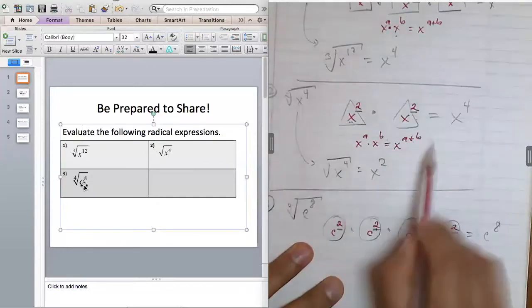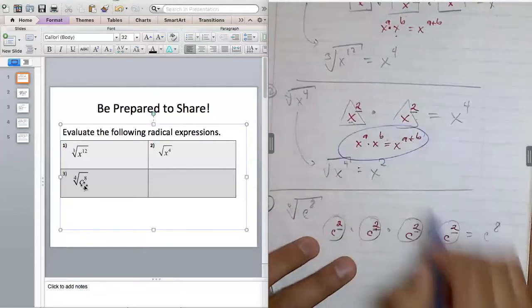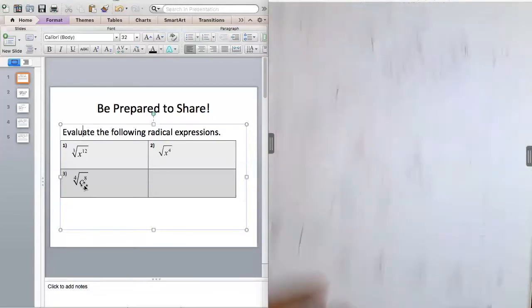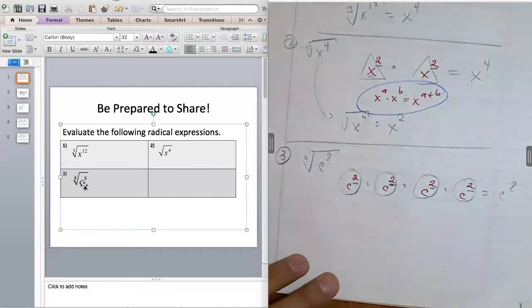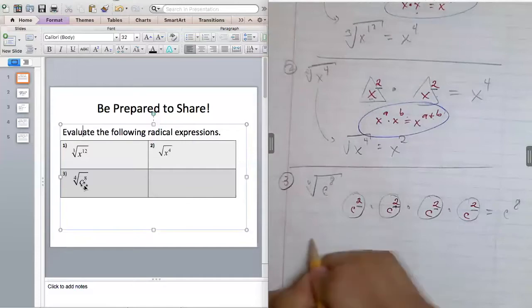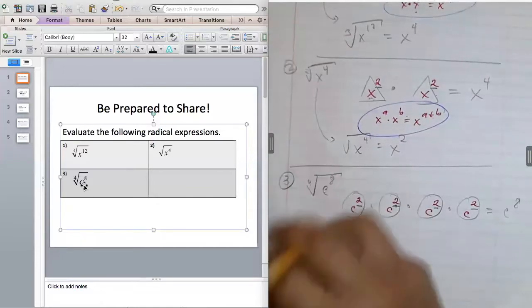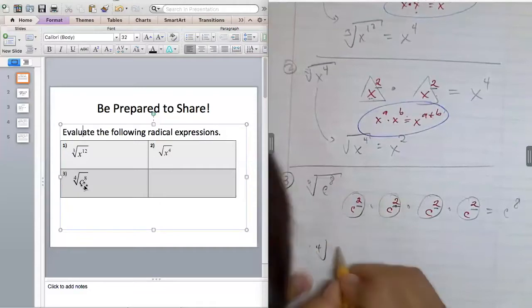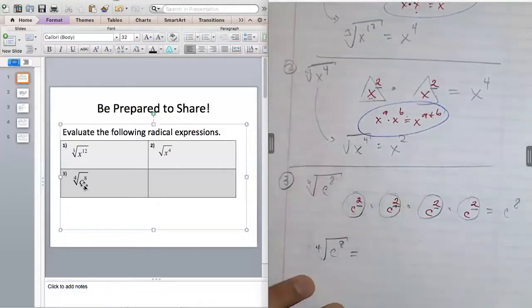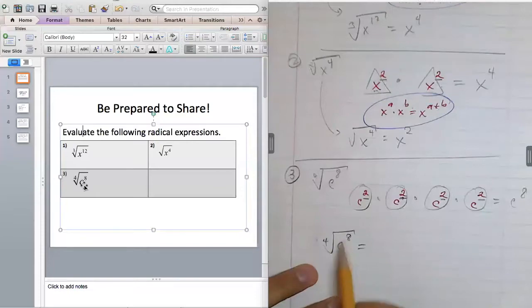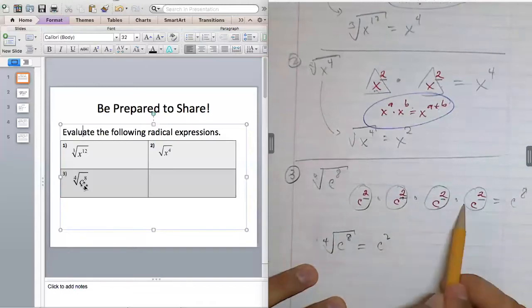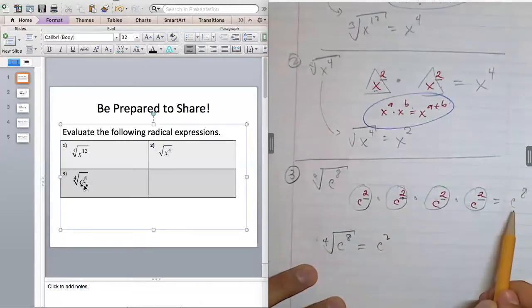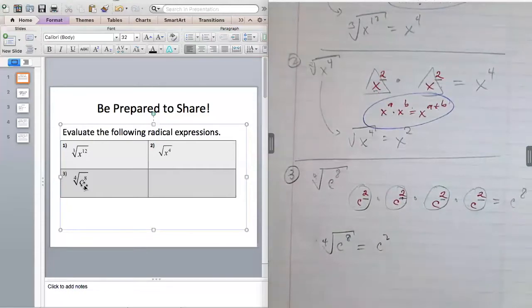We're using this rule up here again, the one that we've been using for the past 2 problems. So the fourth root of c to the 8 is equal to c squared, because c squared times c squared times c squared times c squared is equal to c to the 8. All right? I hope that makes sense. If you have any questions, please email me or call me.